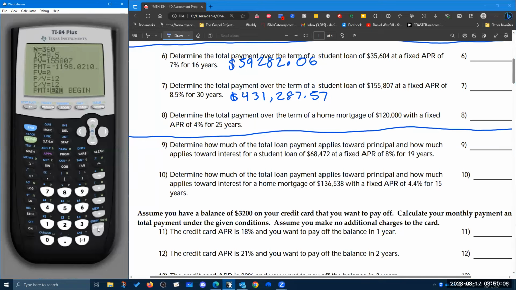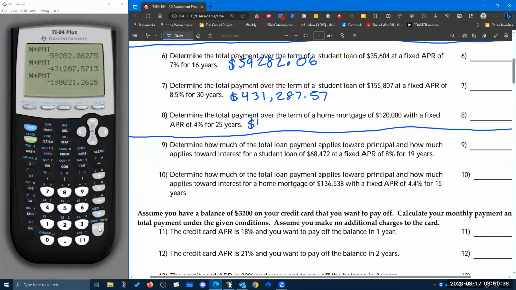And for this last one, we're going to have 25 times 12, and the interest rate is 4%, $120,000. And one last time, this is going to be 190,021.26.